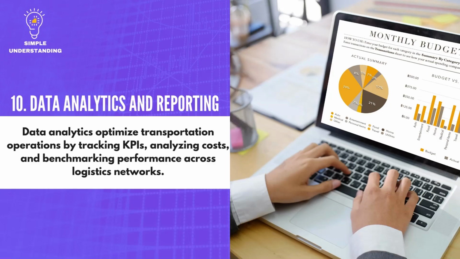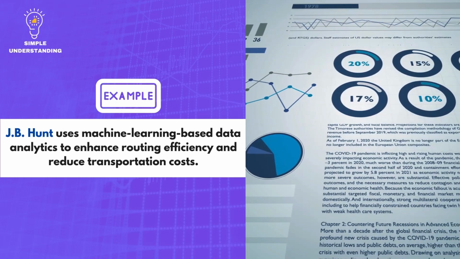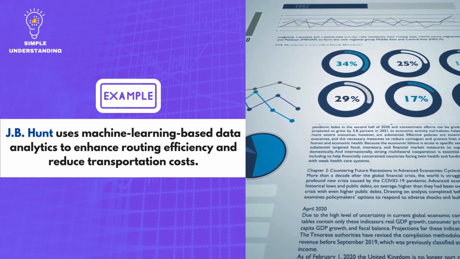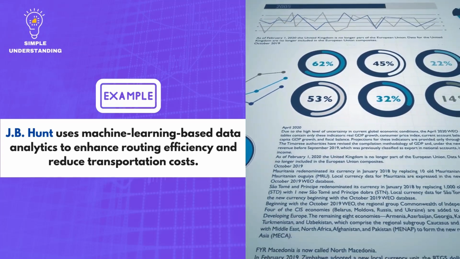10. Data analytics and reporting. Explanation. Data analytics optimize transportation operations by tracking KPIs, analyzing costs, and benchmarking performance across logistics networks. Real company example. J.B. Hunt uses machine learning-based data analytics to enhance routing efficiency and reduce transportation costs.